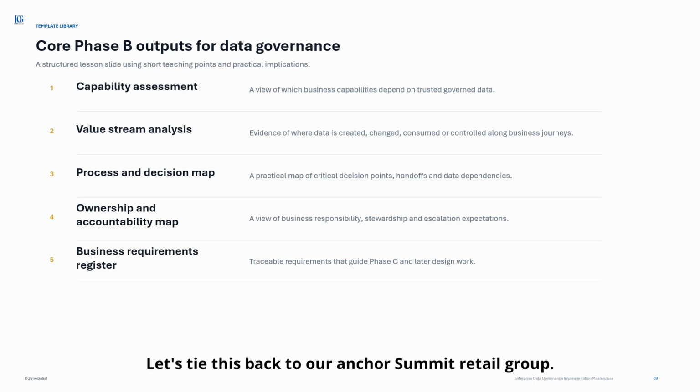Let's tie this back to our anchor, Summit Retail Group. In a retail environment, governance becomes a reality through customer journeys, product life cycles, merchandising processes, supplier management, store ops, distribution, finance reporting, and digital commerce. If a governance recommendation you make doesn't directly connect to those business realities, it is simply too abstract for Phase B. I want you to know that these specific outputs are going to become a major part of your professional portfolio.